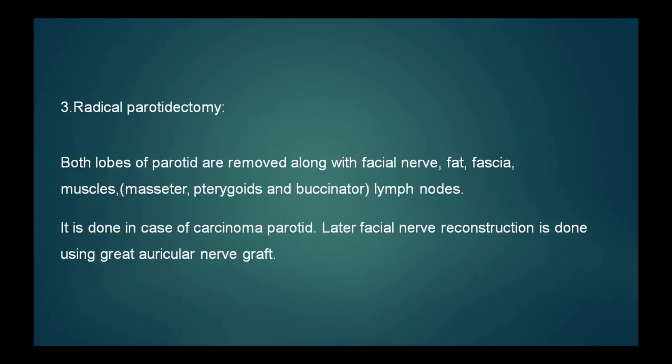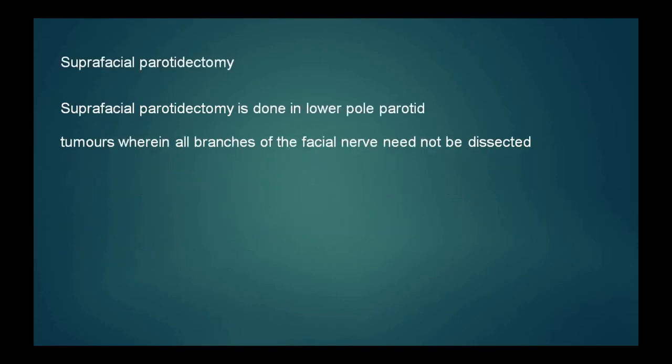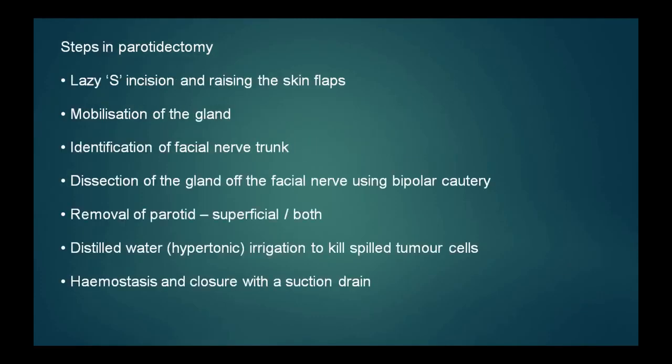Then radical parotidectomy. Both lobes of the parotid gland are removed along with facial nerve, fat, fascia and muscles. Includes masseter, pterygoids and buccinator and lymph nodes. It is done in case of carcinoma of the parotid, and later facial nerve reconstruction is done using greater auricular nerve. Then suprafacial parotidectomy. Suprafacial parotidectomy is done in lower pole parotid tumors wherein all branches of the facial nerve need not be dissected. And coming to the steps in the parotidectomy.